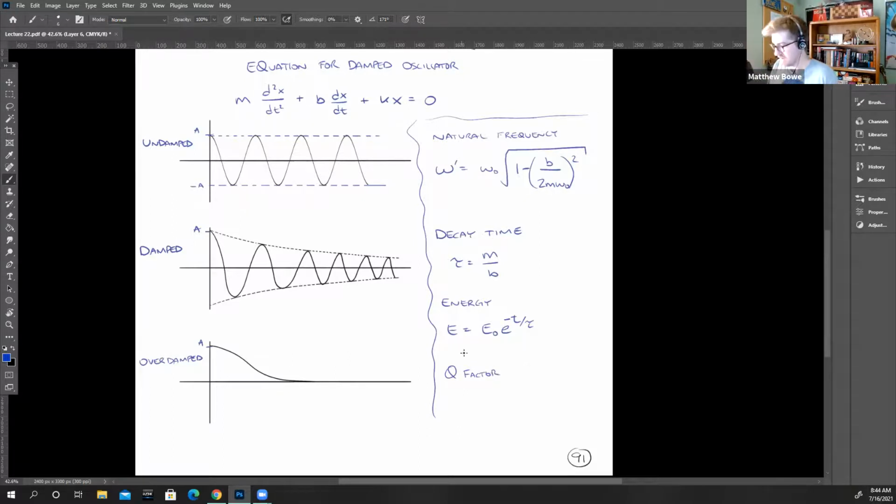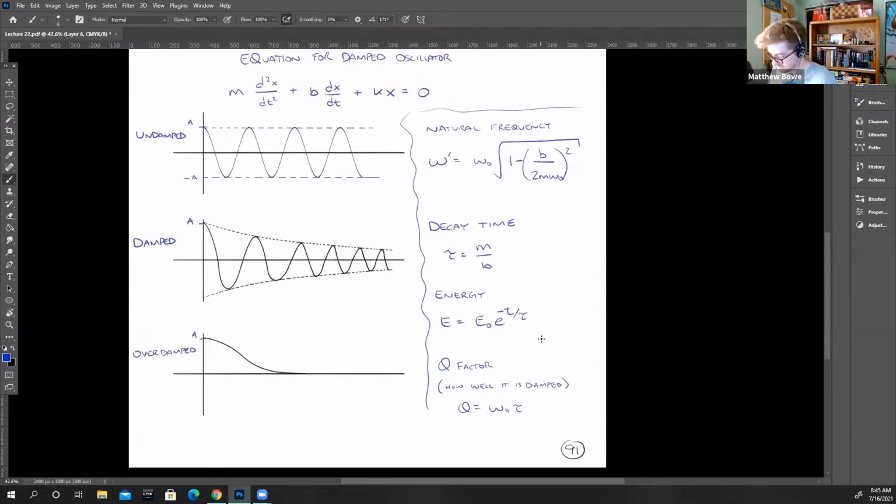Q factor. And I'm just going to say underneath, it's how well it is damped. It is omega naught tau.